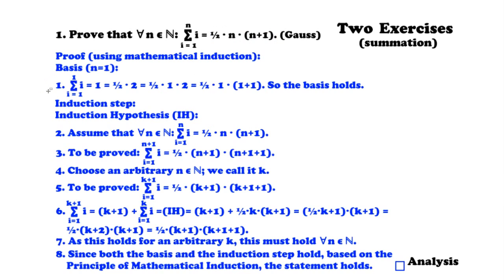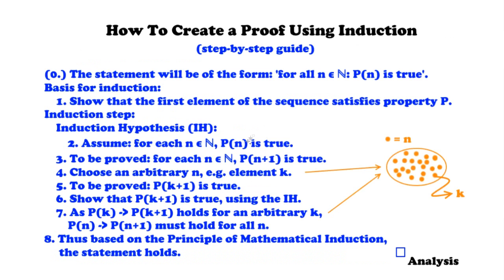Now moving on to the induction step. As the second step, we're going to need our induction hypothesis. So in the second step, we assume that for all n in the natural numbers, the sum from i=1 to n over i equals a half times n times (n plus 1). Simply the expression that's over here. What now has to be proved is that the sum from i=1 to n plus 1 over i equals a half times (n plus 1) times (n plus 1 plus 1). Based on the reasoning that we've applied in the step-by-step guide over here, we have to choose an arbitrary k in order to reason about all n. So that's what we're going to do.